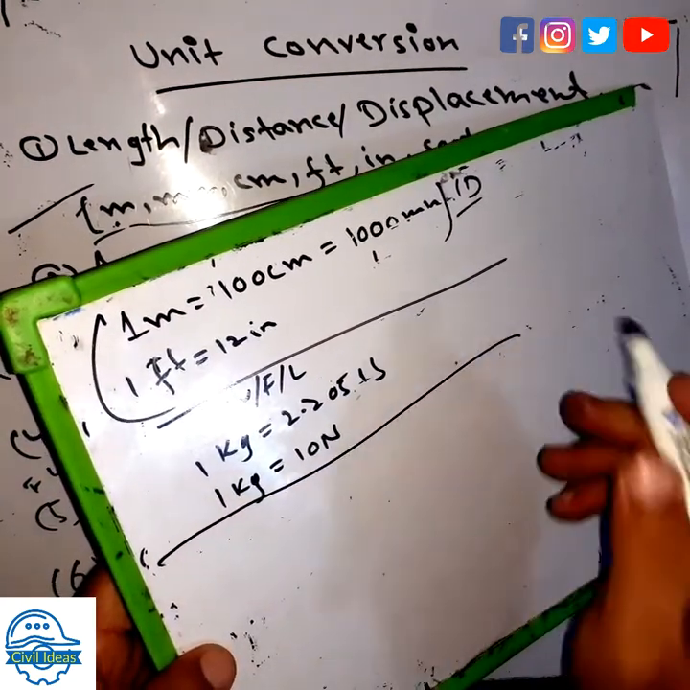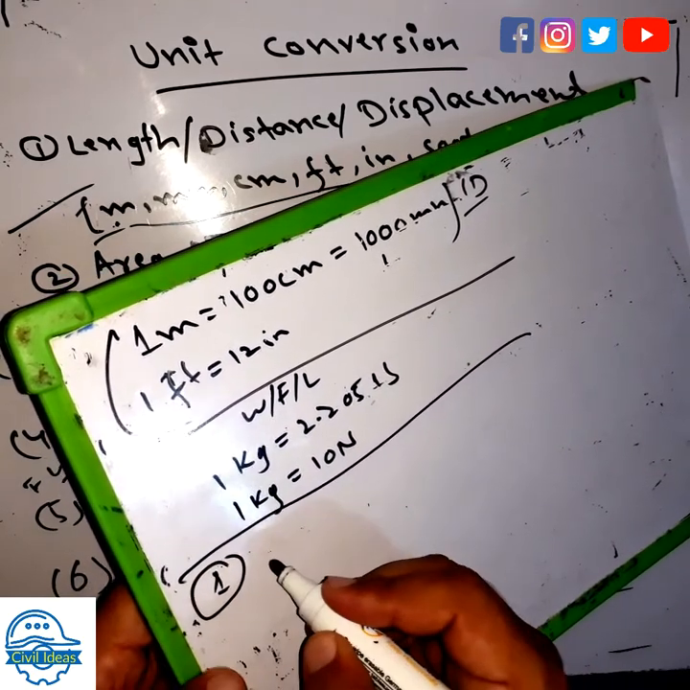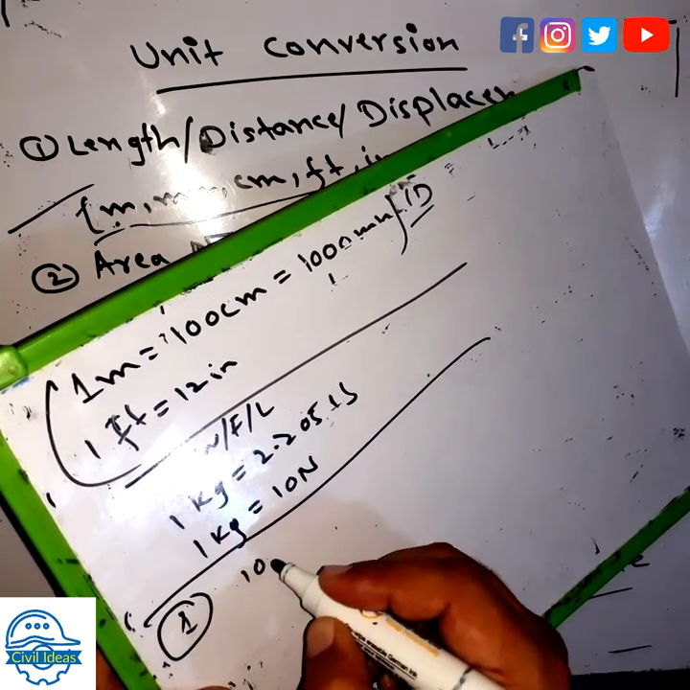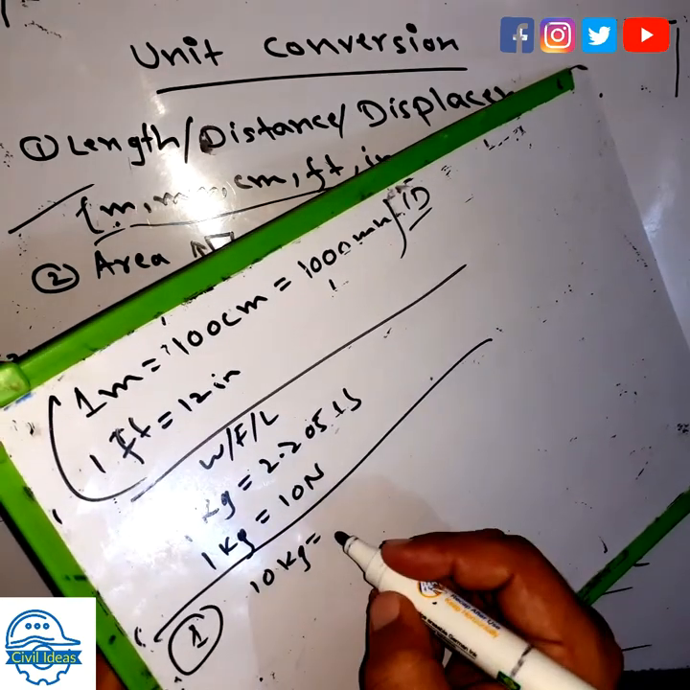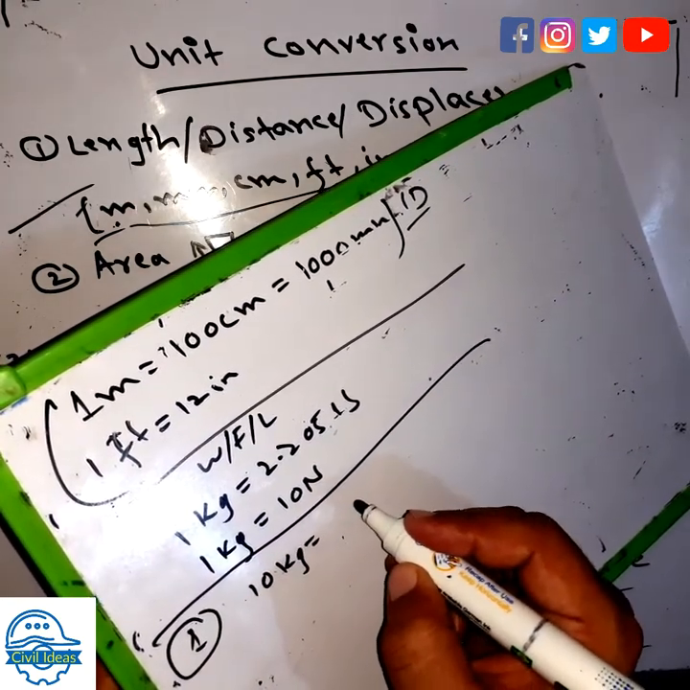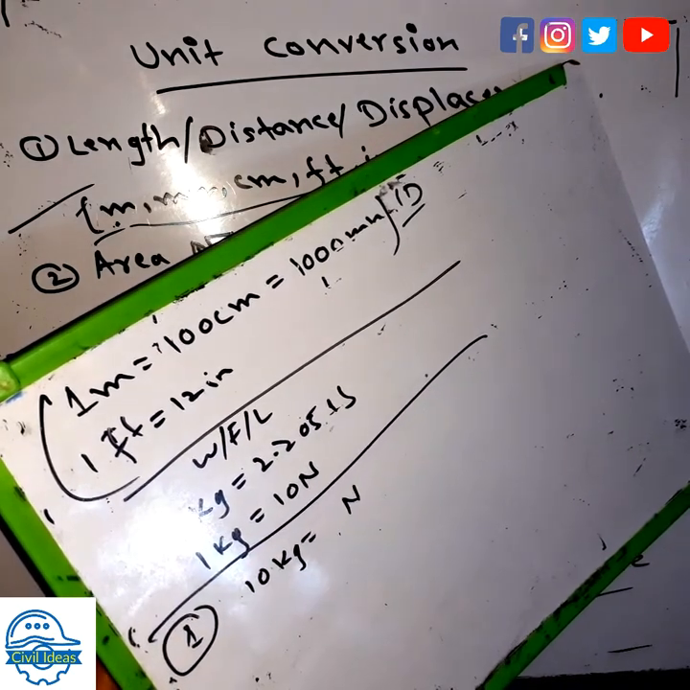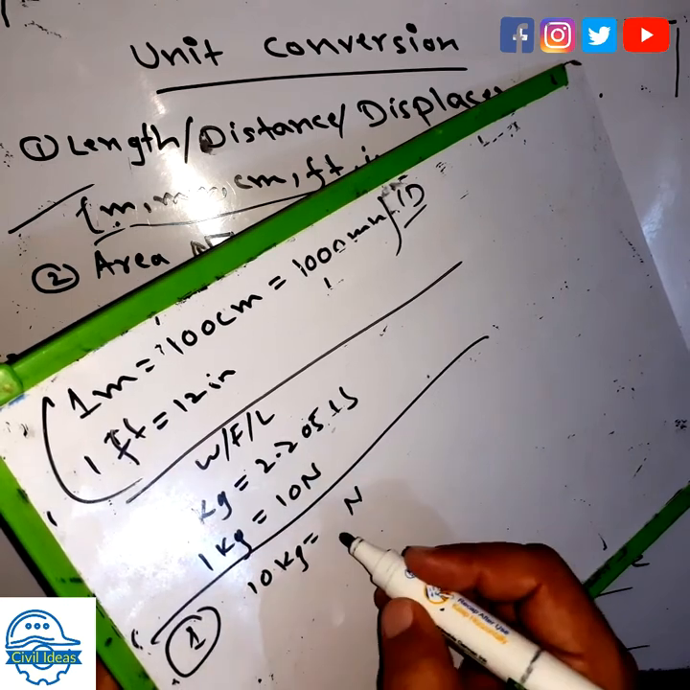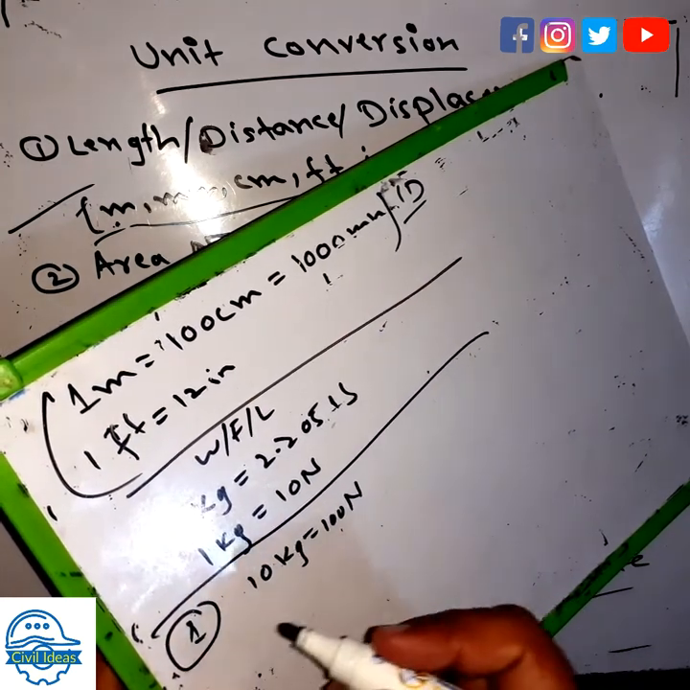First I will show you an example. Suppose there is 10 kg, and you want to convert it into Newton. What will be the answer? 1 kg is 10 Newton, so 10 kg will be 100 Newton. Okay, this is very simple.